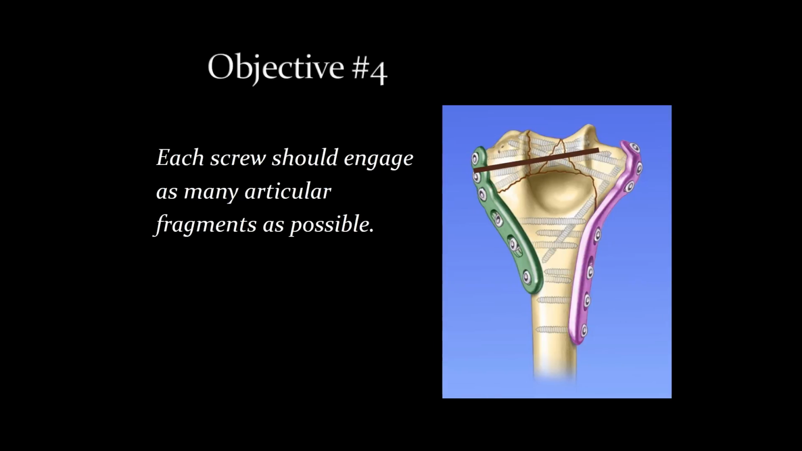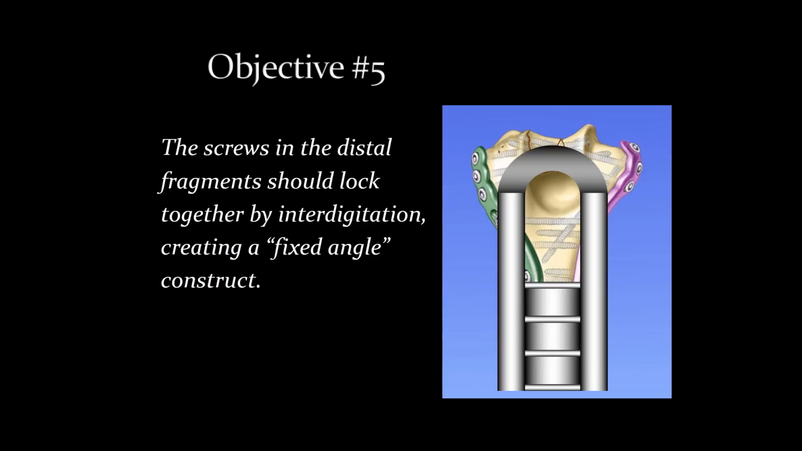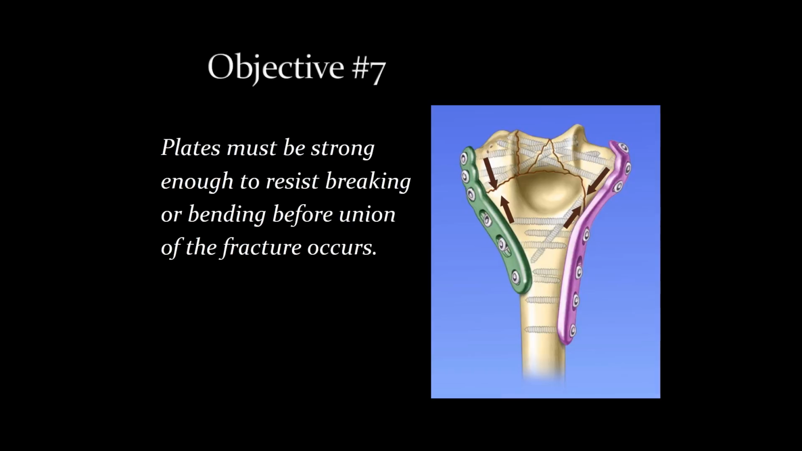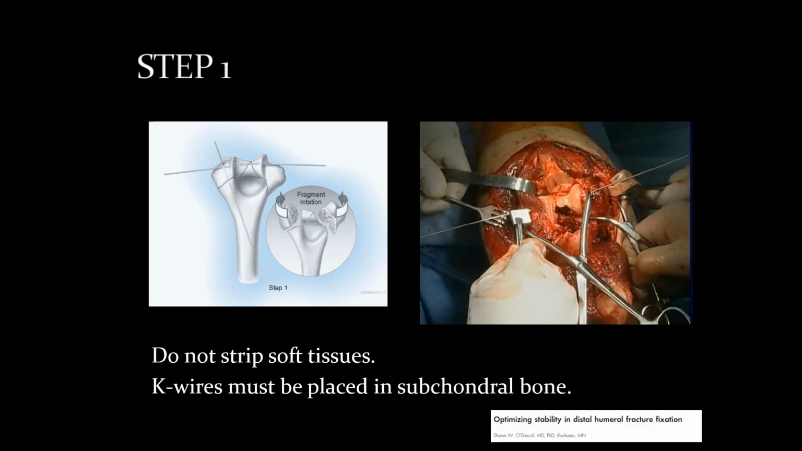Each screw should engage as many of the articular fragments as possible, and the screws in the distal fragments should lock together by interdigitating to create that stable arch. And this really is the fixed angle construct that we need to achieve. And then finally, the plates must be applied so that compression is achieved at the supracondylar level for both columns to allow for union. And the plates must be strong enough to resist breaking or bending before union of the fracture occurs.